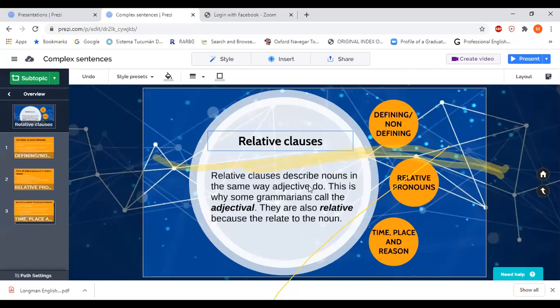As you may have known from before, relative clauses describe nouns in the same way adjectives do. That is to say, they give more information about nouns, okay? And that is why we say that they are similar to adjectives, and why some people call them adjectival clauses. Some people also call them relative clauses because they relate to the noun that they are describing. Do you understand?